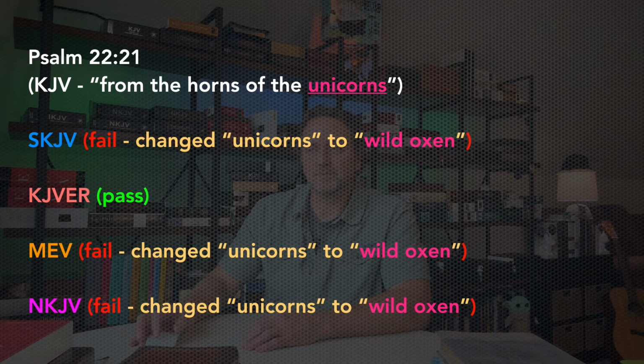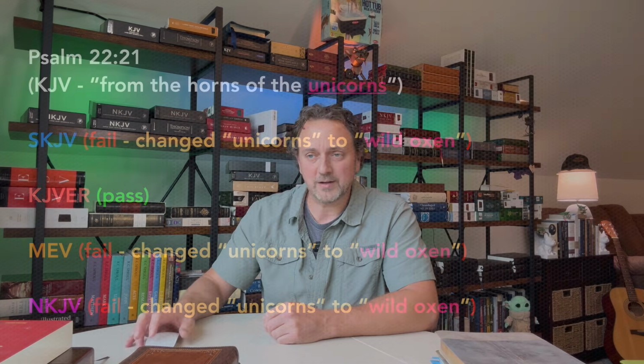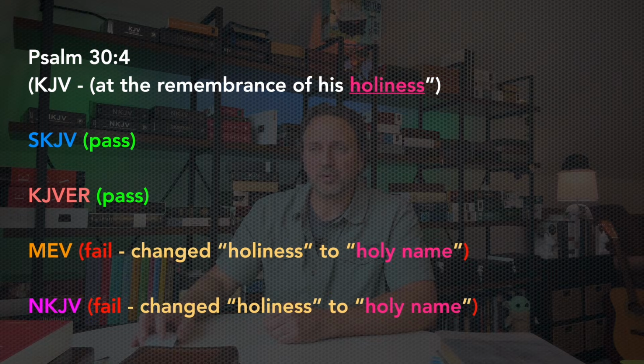Psalm 22:21, KJV, from the horns of the unicorns. Now, a lot of people have a problem with unicorns. But we all know that it was probably a rhinoceros or something. If you do the research on what unicorn meant in 1611, it was fine. It's not what it means today. But nevertheless, the SKJV failed. They changed it to wild oxen, so they deviated from the KJV. The KJVER stayed faithful to the KJV. It was a pass. MEV, New King James failed also. They all put wild oxen. Psalm 30, verse 4. At the remembrance of his holiness.